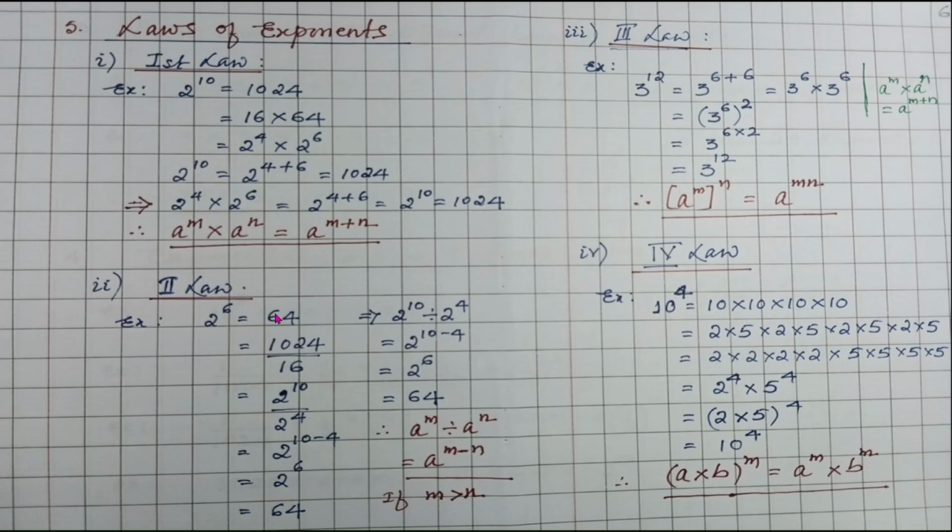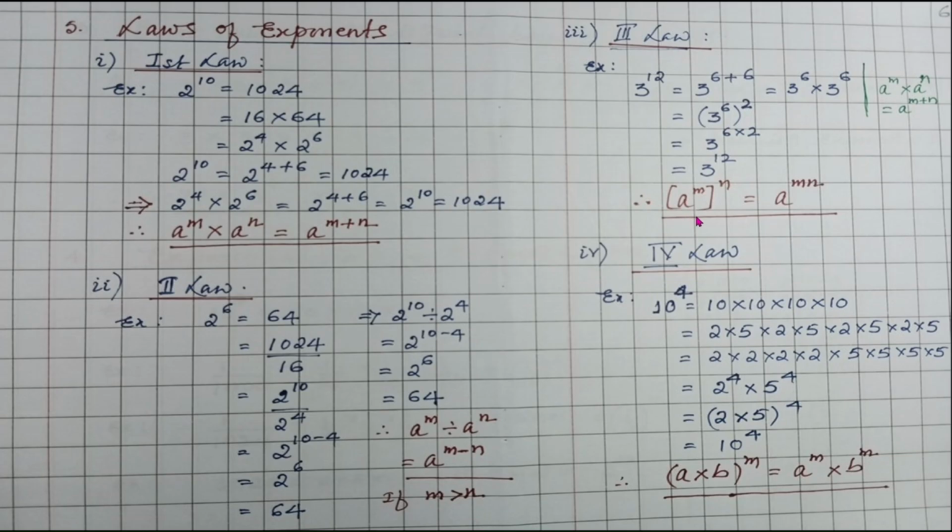So this makes us clear that a raised to m divided by a raised to n is a raised to m minus n when m is greater than n. If m is less than n, it will be 1 divided by a raised to n minus m, which is important for us to remember.